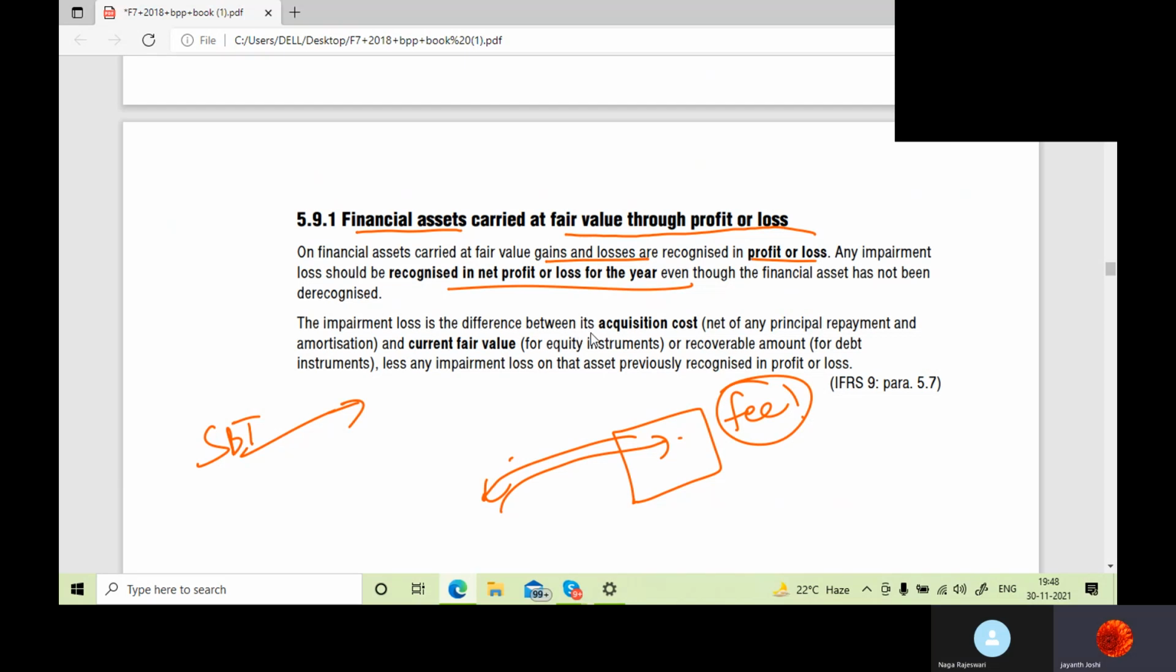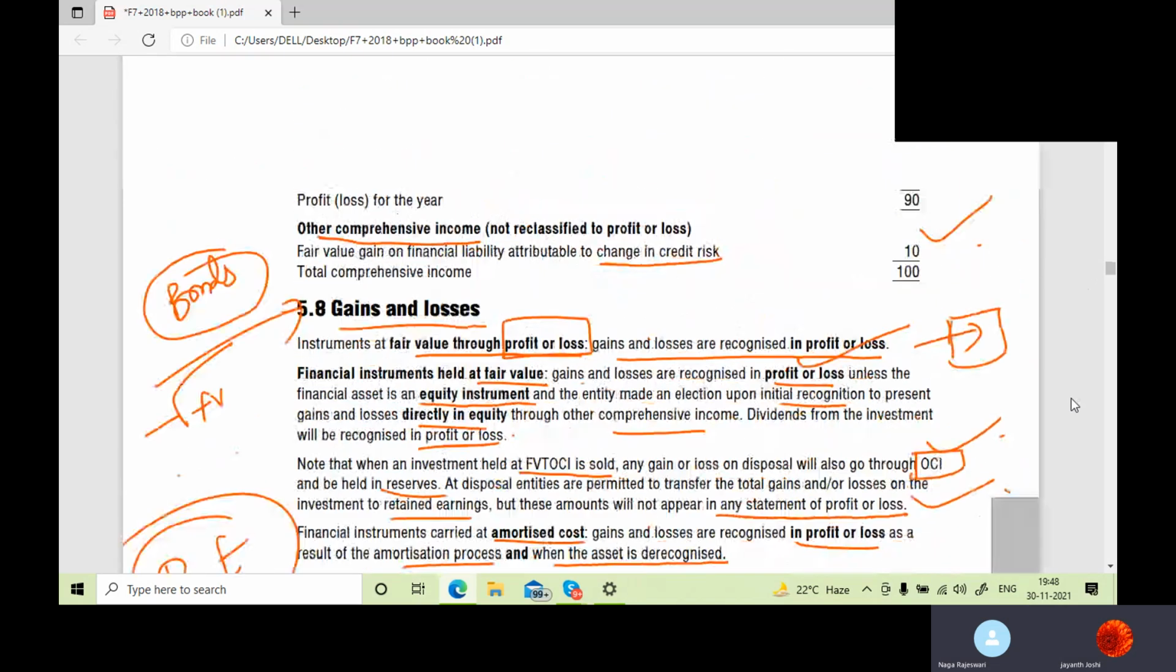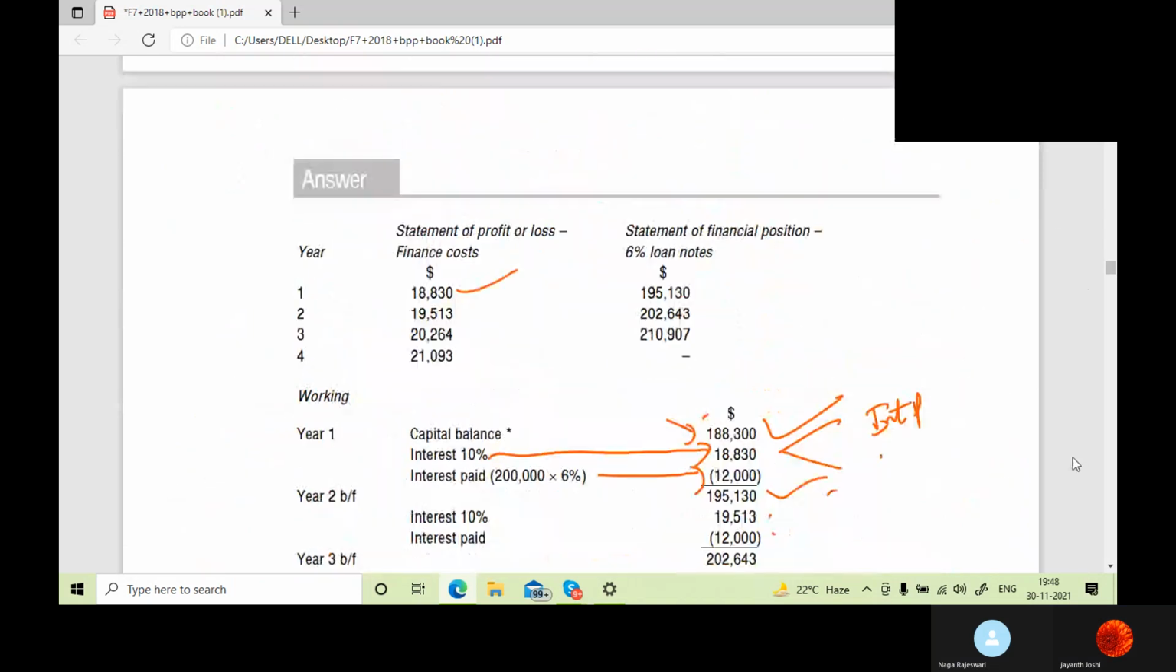What is the impairment loss? The difference, if your security's carrying amount is greater than the recoverable amount. Good, correct, very good, excellent.